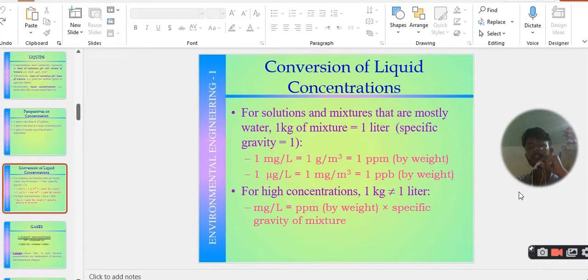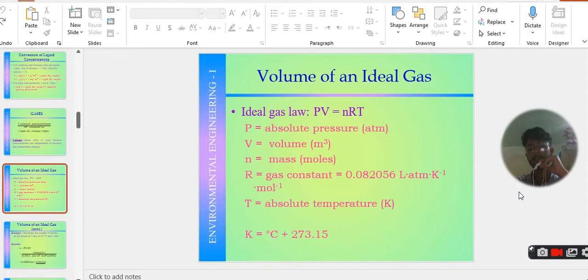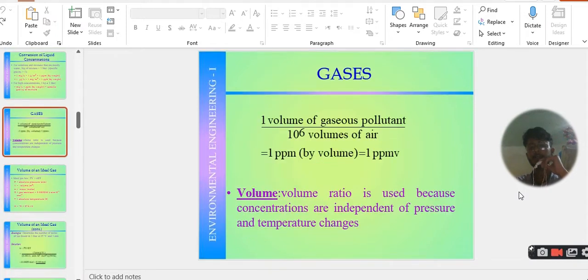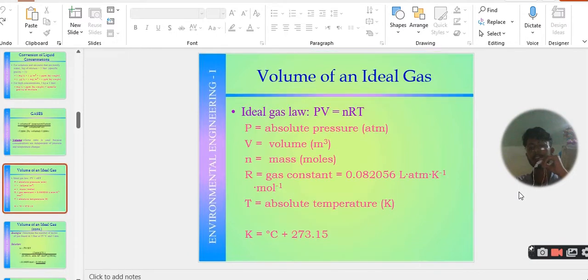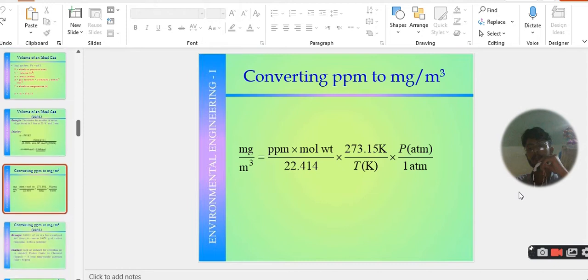For solutions and mixtures, the conversion of liquid concentrations: for solutions and mixtures that are mostly water, 1 kilogram of mixture is equal to 1 liter. For gases, ppm is the volume of gaseous pollutants to 10^6 volumes of air. Volume ratio is used because concentrations are independent of pressure and temperature changes. Volume of an ideal gas: PV is equal to nRT, which we have already been studying. So n is equal to PV over RT, that is equal to 0.04 mole. That is for converting ppm to milligram per meter cube.